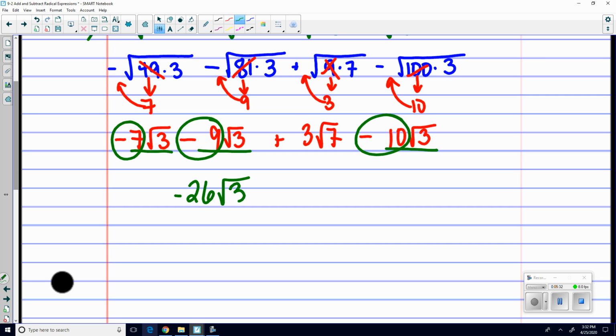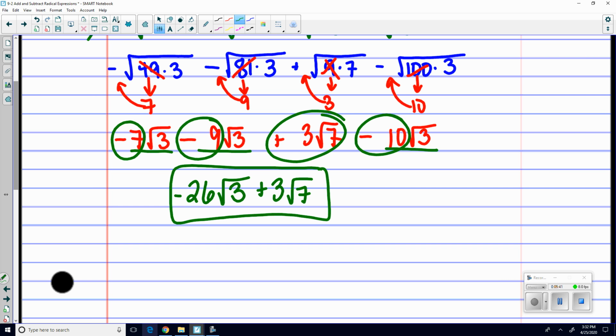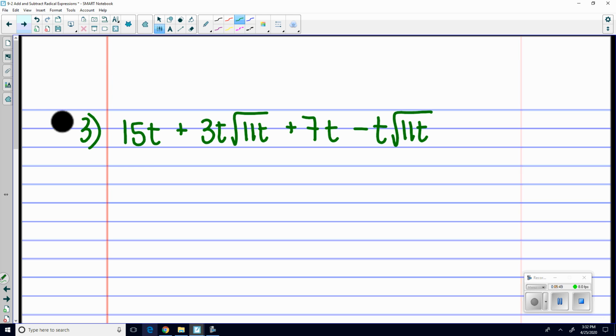My radical stays the same with the square root of 3 in it, and I'm left then with this last term that I can't combine with anything because it's not like, plus 3 square root of 7. That's kind of complex, and you've got to be able to find all those perfect squares to simplify the radical expressions down as far as they possibly can go.